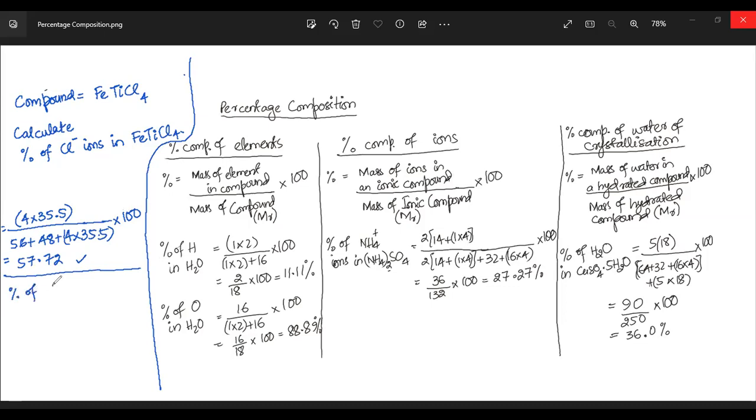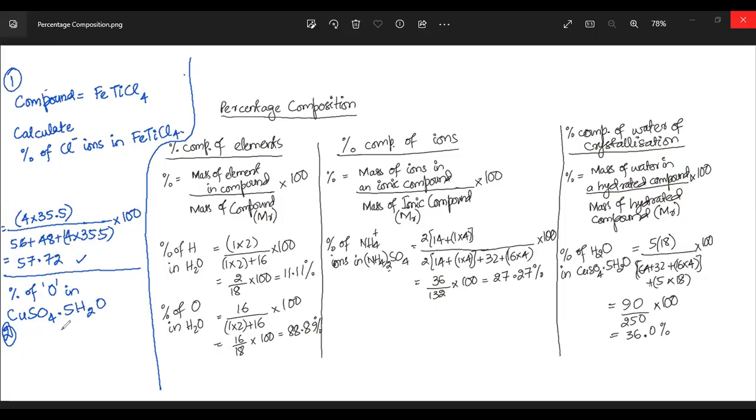Percentage of O in CuSO4·5H2O. A tricky past paper question. Go ahead. If you can do this one, the second question I've just given you, you can do any of these kinds of questions. You're not going to fall for any of the tricks. Go ahead, take your time.